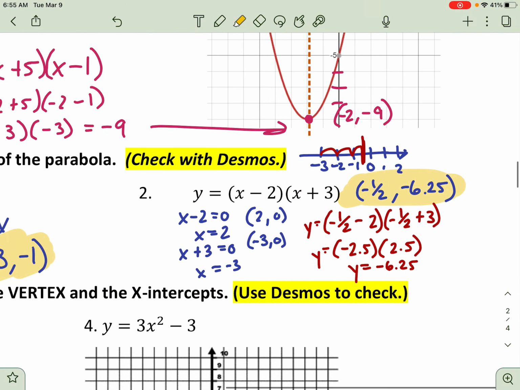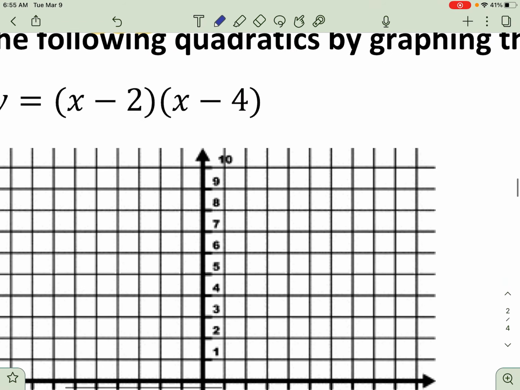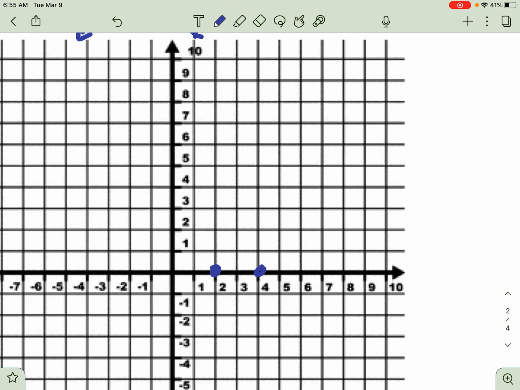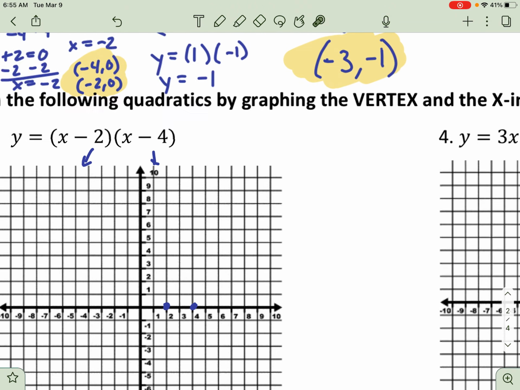Okay, all right. Graph the following quadratics by graphing the vertex and the x-intercepts. Simple. Okay, so as you can see, it's the opposite of what's in the parentheses. So this would be positive 4 and positive 2. Okay, which means the vertex has to be halfway between those. Since there are only 2 spaces, halfway between would be a 3.